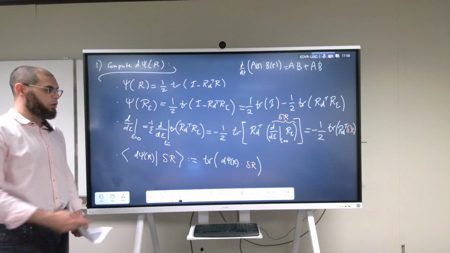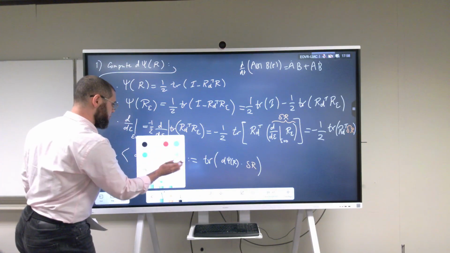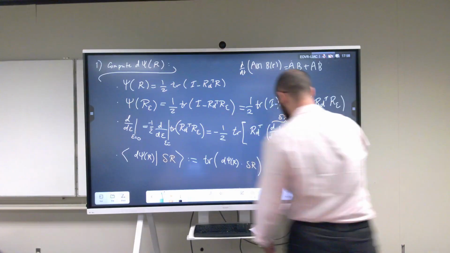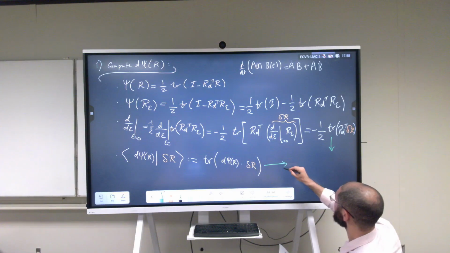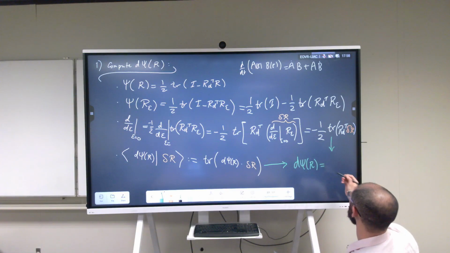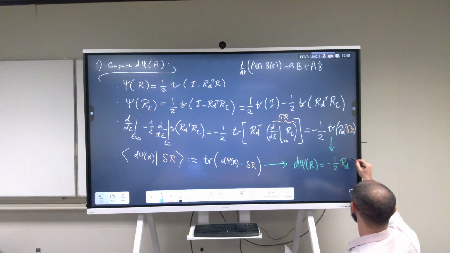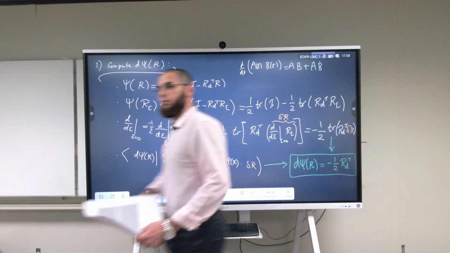What can we conclude that this covector we're looking for is? If you compare this one and that one, what's the conclusion? That this covector is equal to minus half R desired transpose. Does that make sense?